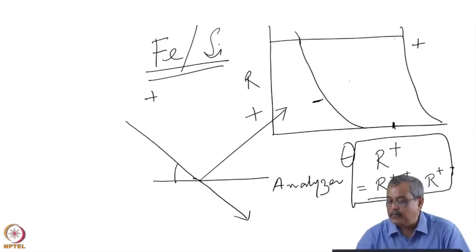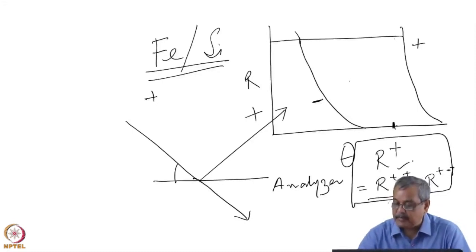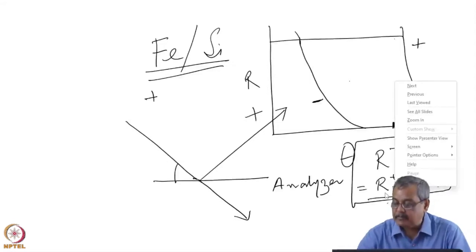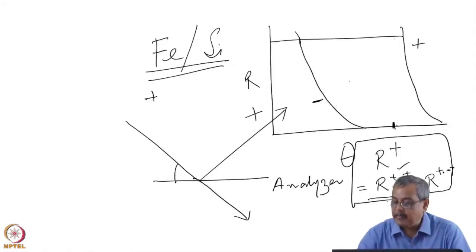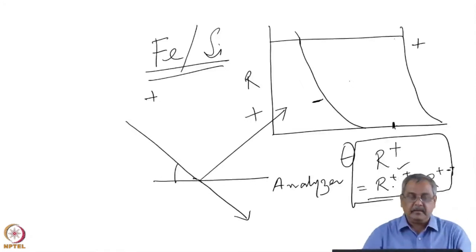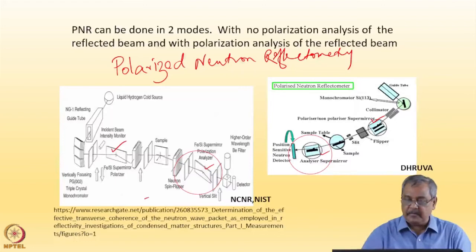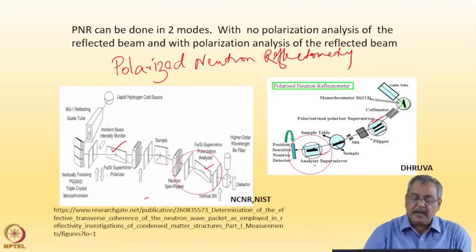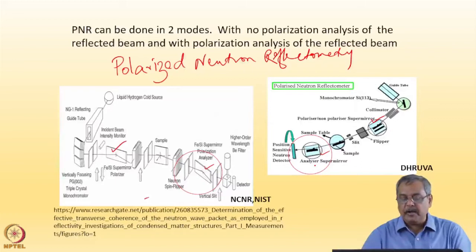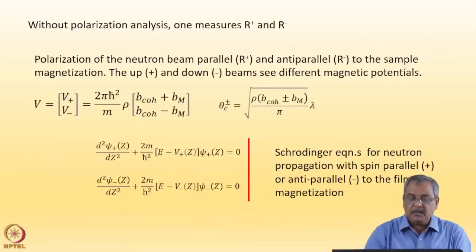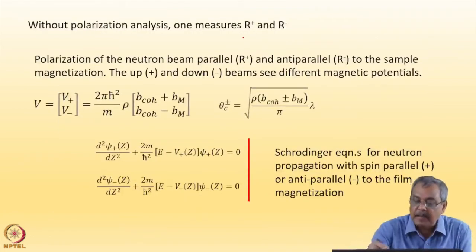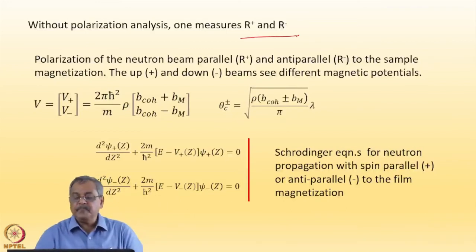But if we want to do the analysis, then I will get two reflections. It's non-spin flip, because plus goes as plus, and spin flip, because plus goes as minus. I'll come to it later. So this is the general assembly of a reflectometer with the analyzer in place in both these setups. Typically in the reflected beam, we need to put a polarization analyzer to know the non-spin flip and spin flip. So now first we are just measuring R plus and R minus. That means we don't do any spin analysis of the reflected beam.